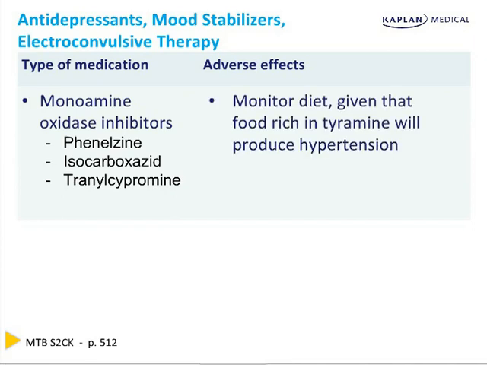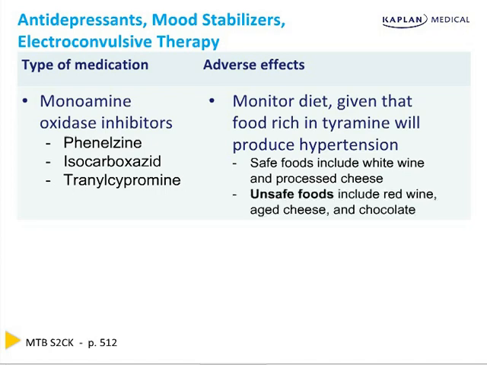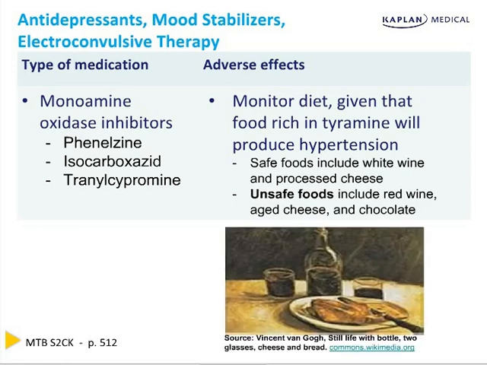So the adverse effects of the MAOIs, remember the biggest thing here is that there's a diet issue. So if you give them an MAOI and they take in foods that are rich in the amino acid tyramine, such as cheeses or red wines, they'll have hypertension and it'll be a significant bump in hypertension. So you tell them, okay, white wine and processed cheese are okay, but red wine, aged cheese, and even chocolate are not okay. So that little smorgasbord that we put together in there again is a painting by Vincent van Gogh, so he pops up often in the psychiatry section. That's a good sign of things to avoid if they're on a monoamine oxidase inhibitor.